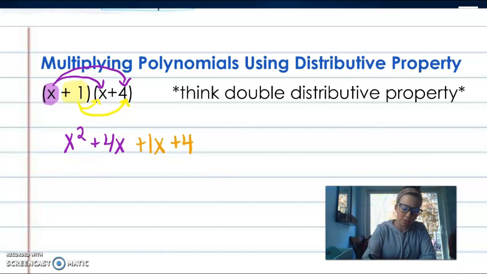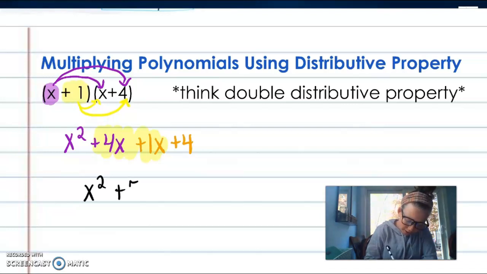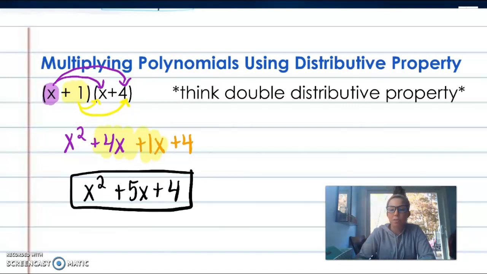From there, you can just combine your like terms. We can put the 4x and the 1x together. So our final answer is going to be x squared plus 5x plus 4. You can see this way is not as many steps, so you don't have to draw a picture, but it's also a lot of arrows, and you'll see later on that it can get to be too much.